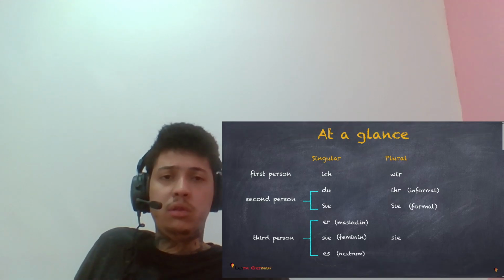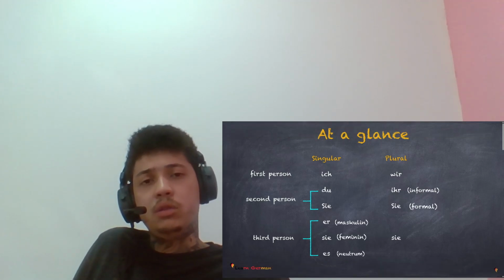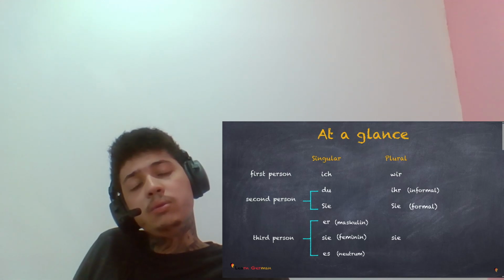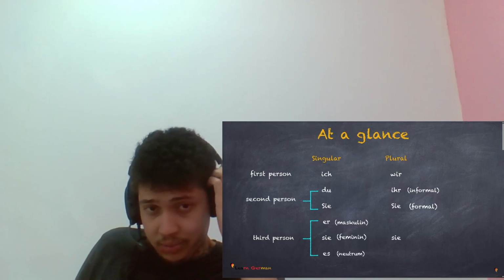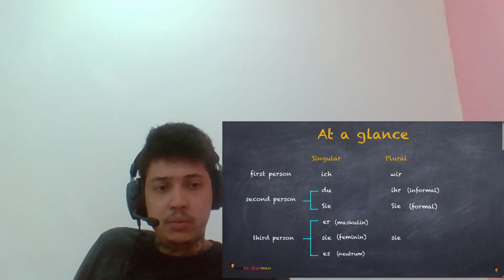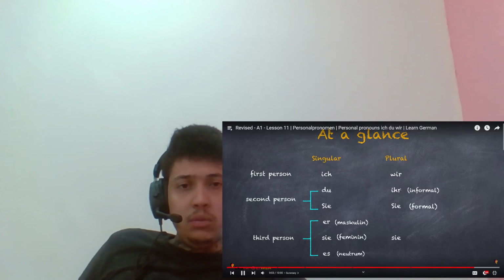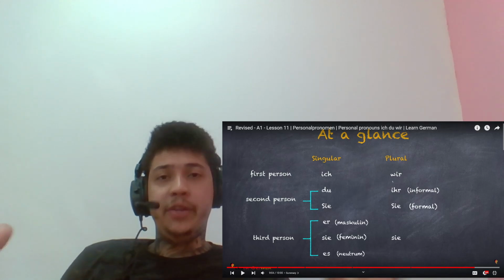When you're talking about more than one person or thing indirectly, for example, when talking about Martin and Martina, then you would use sie. So these were the personal pronouns in the nominative case. Hope you enjoyed learning.